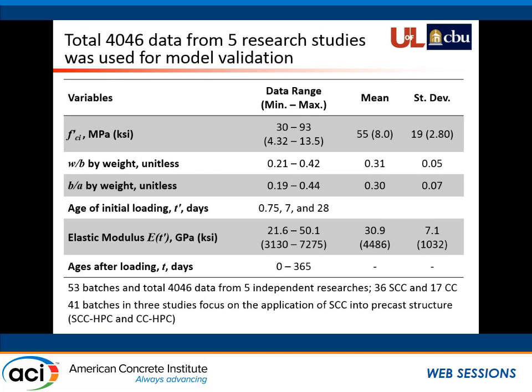And then let me summarize our database. We have about 4,000 data points from 5 different research studies. We are still collecting the data, but the majority of the data is for SCC applications. There are 41 batches, including high performance SCC and high performance conventional concrete. Of those, 36 batches are SCC and 17 are conventional concrete batches.